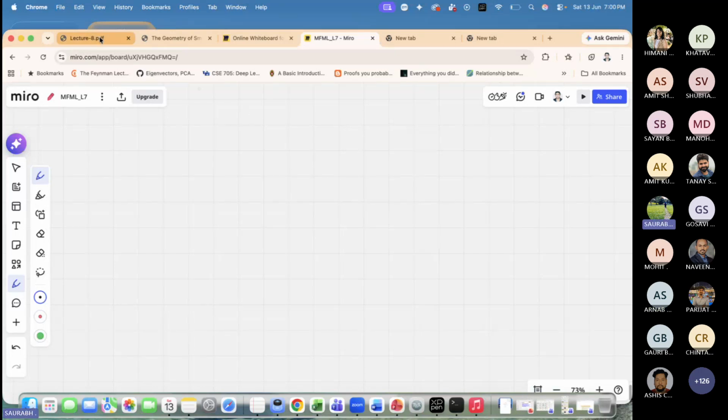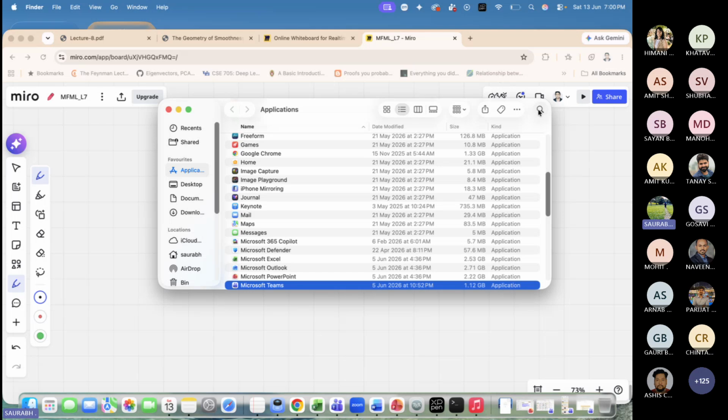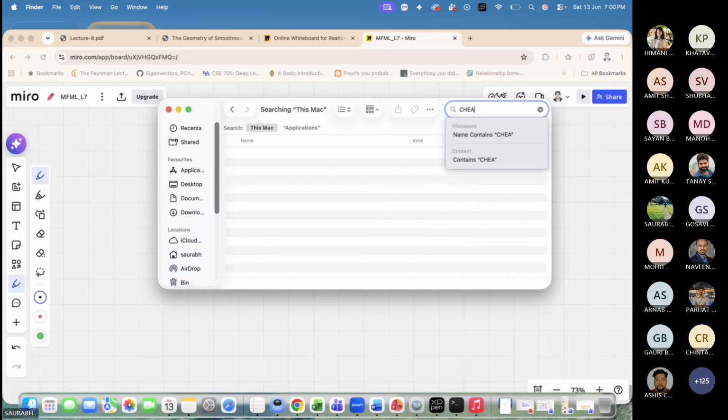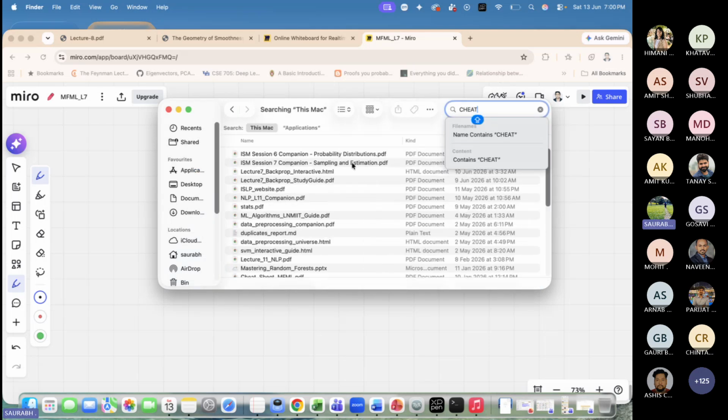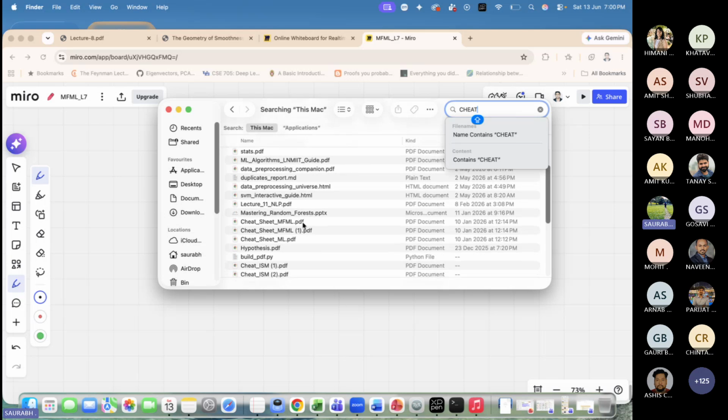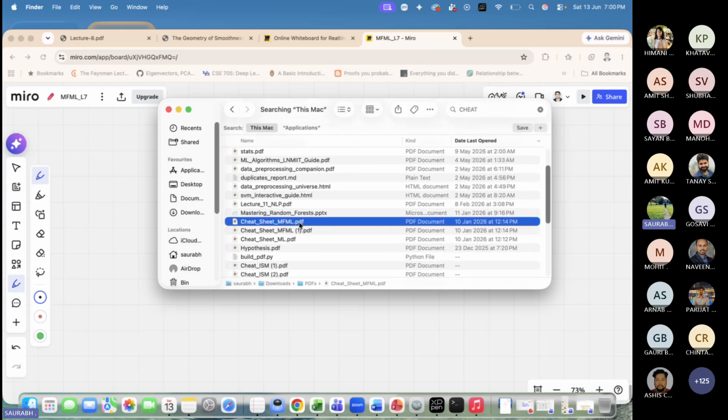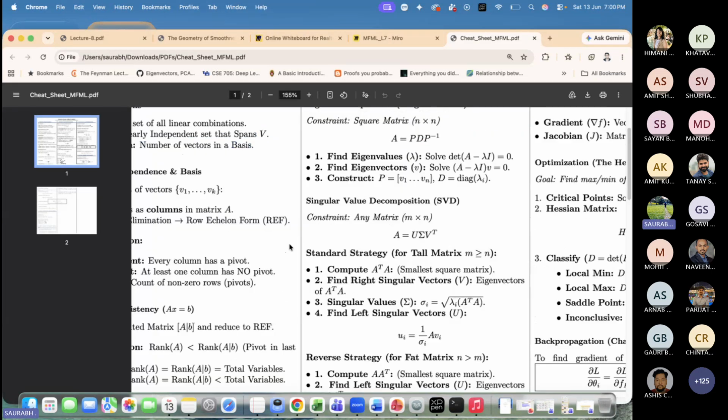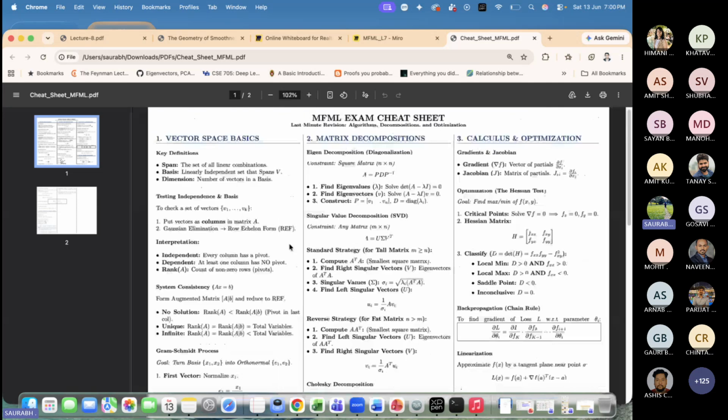A list of common derivatives which can come. Right. I had a cheat sheet. I don't know whether it has a list of common derivatives. I think I had it. I did share the cheat sheet, the MFML PDF. Yeah, I think this is the 10th Jan 2026 one. Okay, I think this is the one. You can go through it.